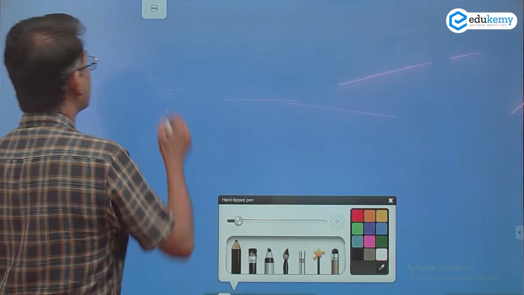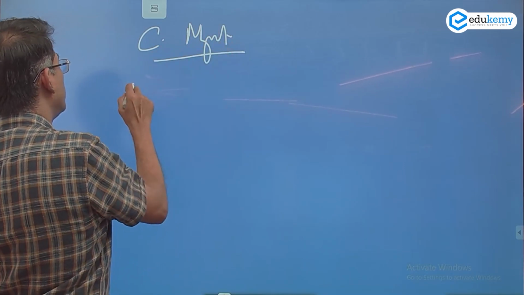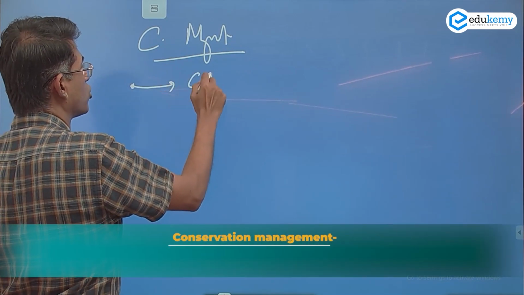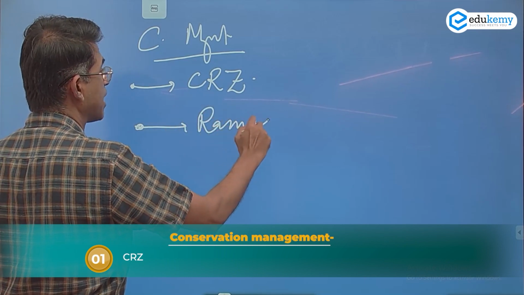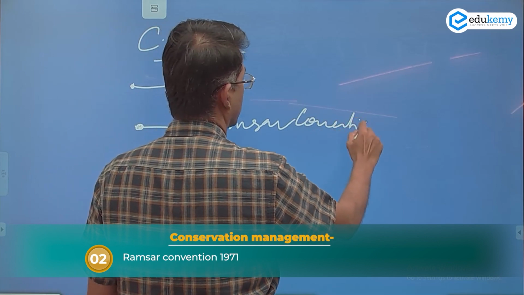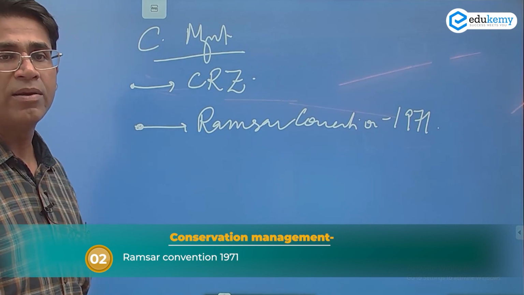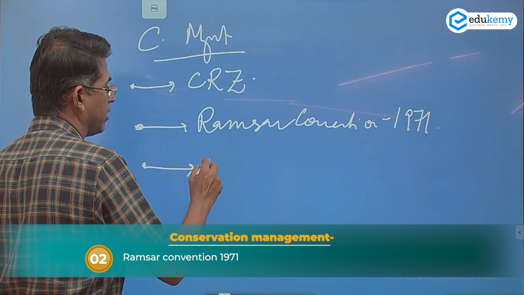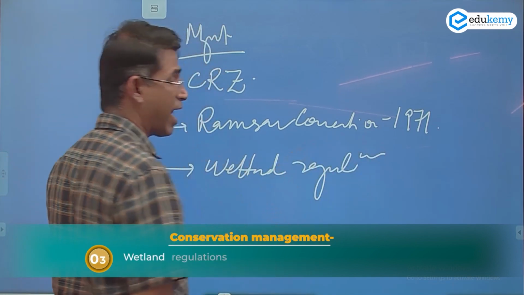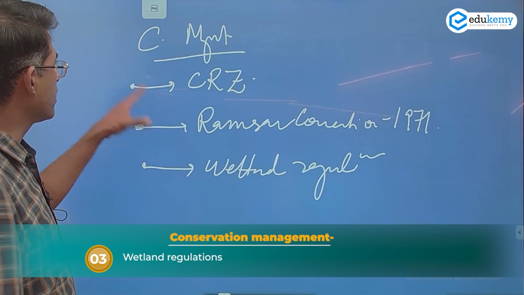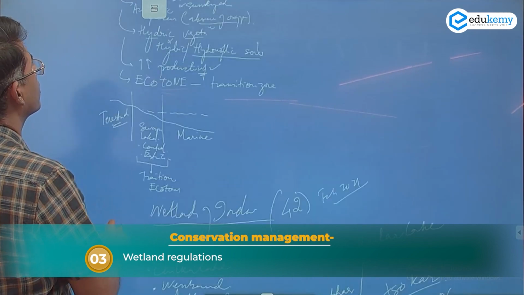And finally, the conservation and management. So there is this coastal regulation zonation. We have the Ramsar Convention 1971. We also have the wetland regulations. So all of this in one short paragraph, how they're important and therefore they have to be managed.